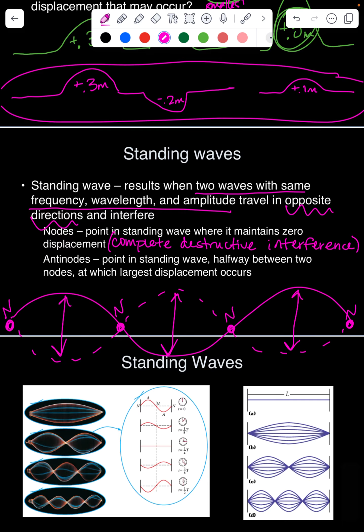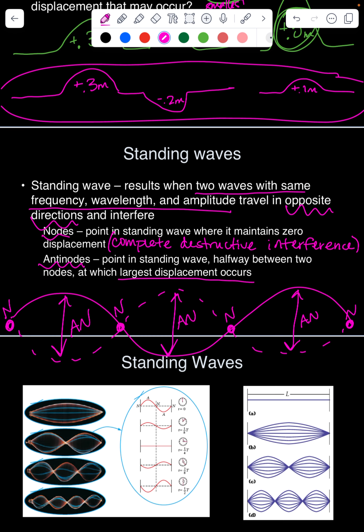The parts that look like they're going up, down, up, down, where you have that largest displacement, are called antinodes. The antinodes are the parts that look like they are doing the moving. That's where you have constructive interference happening. You have those two identical waves building each other up.